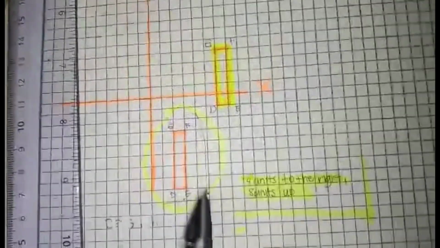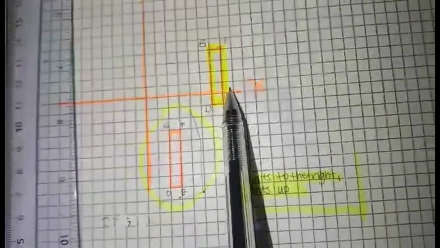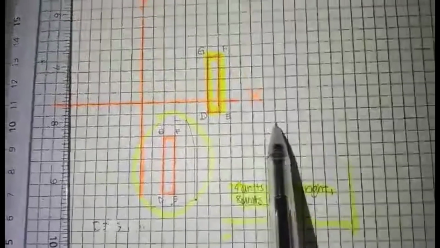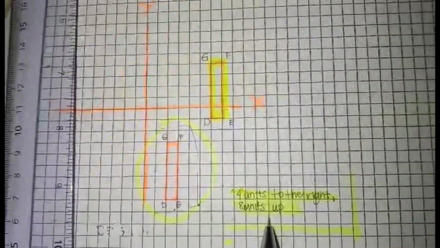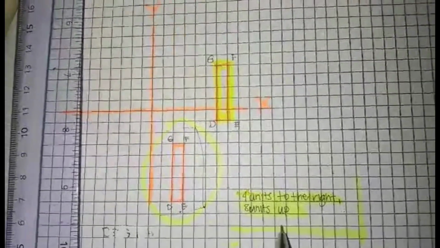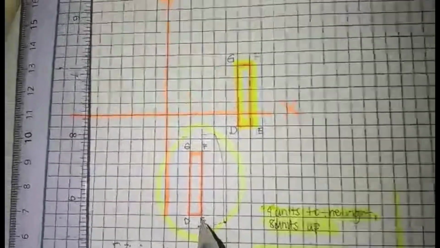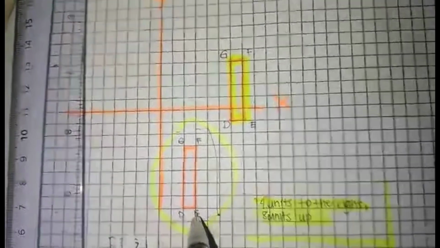This encircled object is the one that is translated, and this one up right here is the result of the translated object. So it says here that we shall move it 4 units to the right and 8 units up. Kapag gagawin po ito, we should start sa letter E. Sinabing 4 units to the right, so we are going to count.